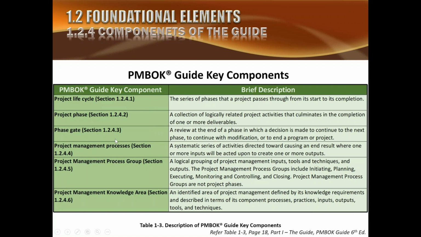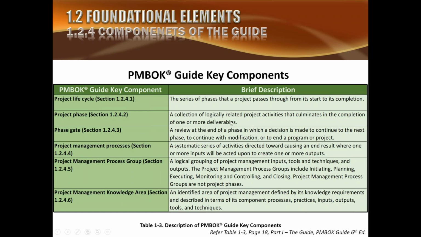Okay, these are the most important components of your PMBOK guide. Project life cycle. We will talk about them in more detail. But generally speaking, you must understand what a project life cycle is. A project life cycle is a series of phases that a project passes through from its start to its completion. The phases, phase 1, 2, 3, 4, 5, whatever the number of phases you have, one by one accomplish the project from start to completion, and this defines the project life cycle.